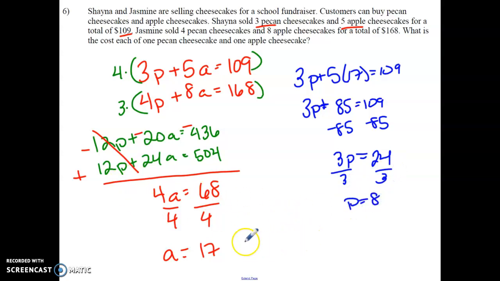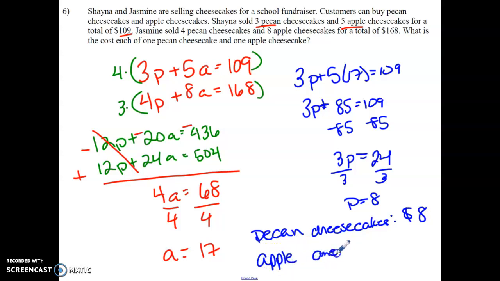So what we just found there is pecan cheesecakes are $8 each, and apple cheesecakes are $17 each. Okay, go ahead and do the practice, take the quiz, let us know if you need help.